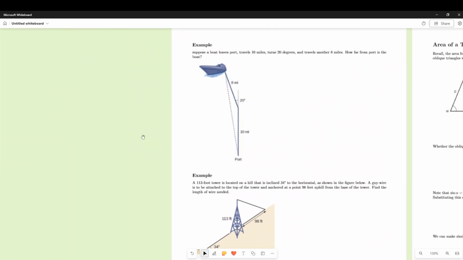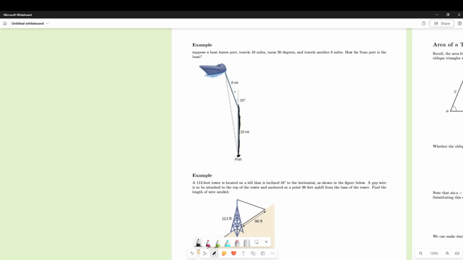So some application problems. This tower on the hill problem is classic, by the way. It's a good thing to make sure you practice. So suppose a boat leaves port traveling 10 miles. So it leaves port, from here. Leaves port, travels 10 miles, and turns 20 degrees and travels another 8 miles. So it goes 10 miles in some direction. Like it looks north, but doesn't seem to matter.